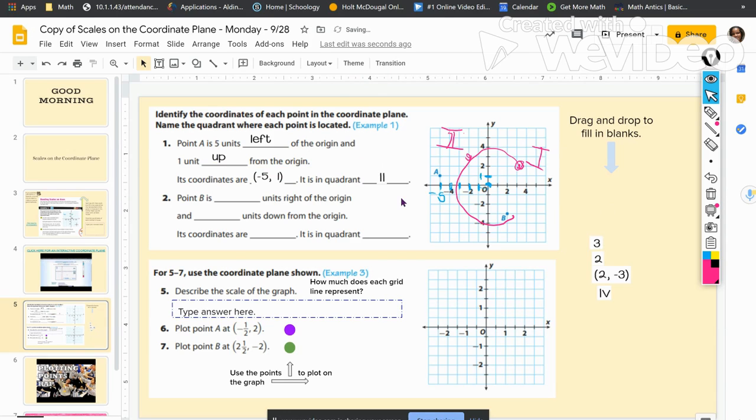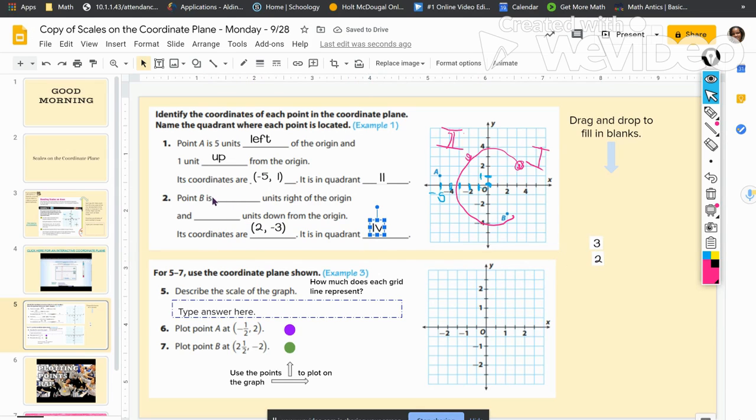The second one says point B is blank units from the origin and blank units down from the origin. Its coordinates are blank. It is in quadrant blank. So this one I didn't really have to do any work. I could have just said, okay, the coordinates are going to go here. The quadrant, that's there because it's the only available stuff left.